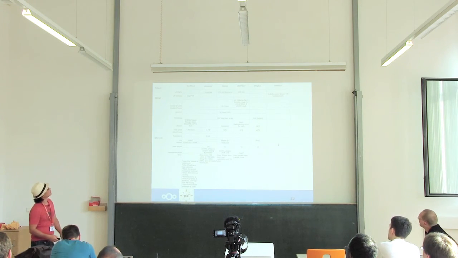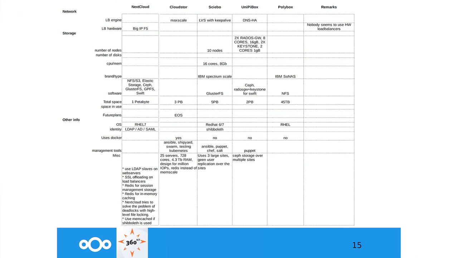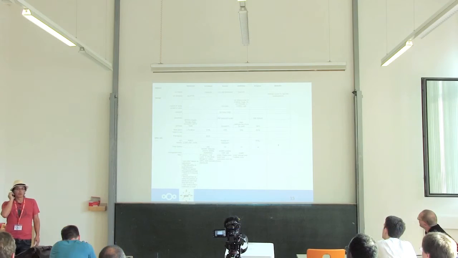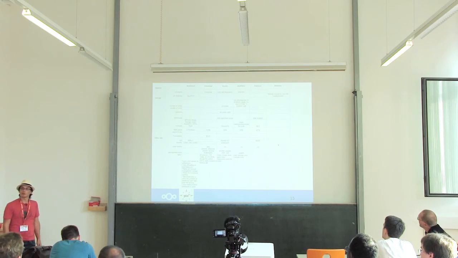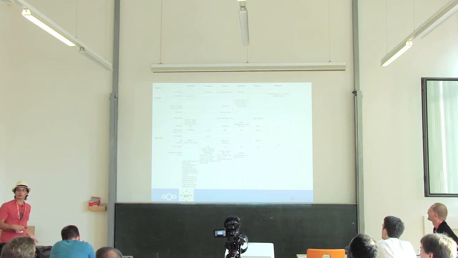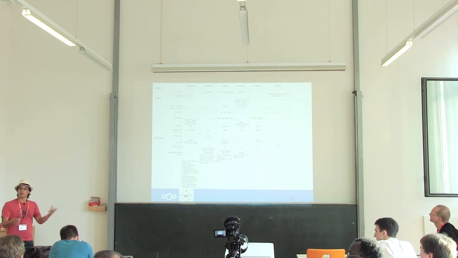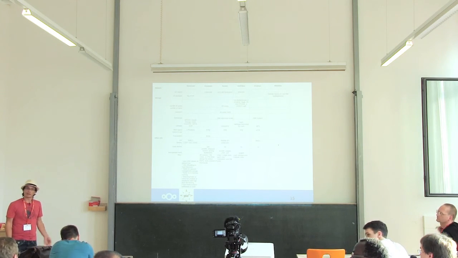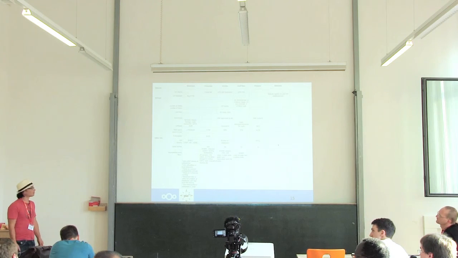That's the UniP. They use Ceph, and they use Rados and Keystone for Swift access. But they didn't mention that much about it. Yeah, but it's the same question we have. Should we go for object-based storage, or should we go? Yeah, that's what we were thinking.